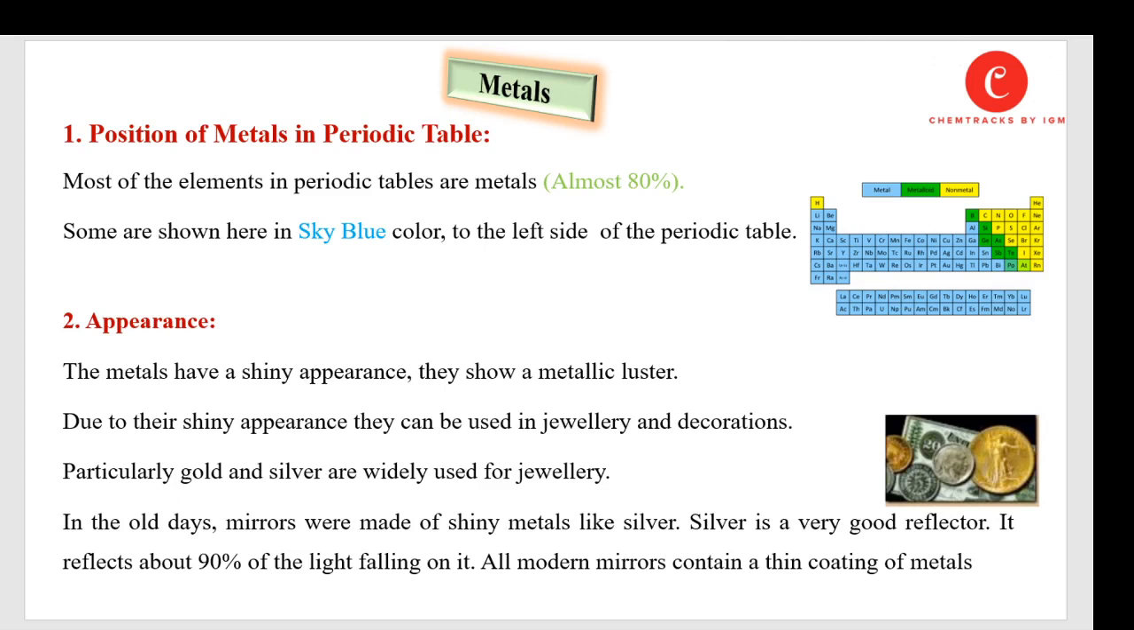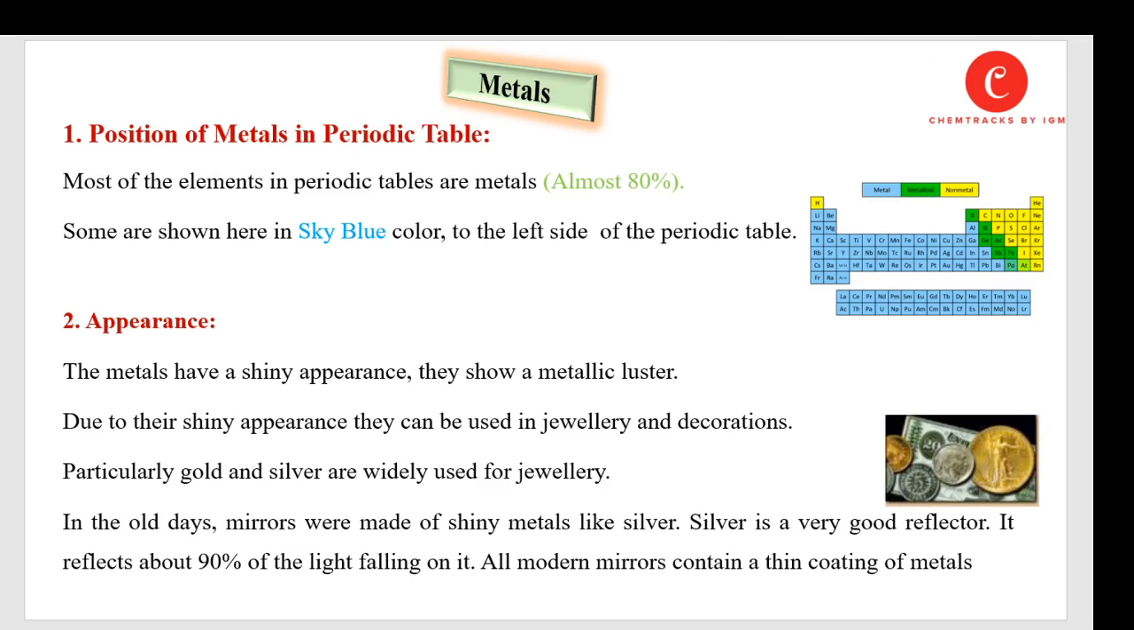Metals have many important properties. The first feature of metals is their proportion in the periodic table. Most of the elements in the periodic table are metals. Almost 80% of elements in the periodic table are metals. It means the major proportion of the periodic table consists of metallic elements. They are shown here in sky blue color on the left side of the periodic table. All the sky blue color shows the presence of metals, and it means the major portion of the periodic table consists of metals.